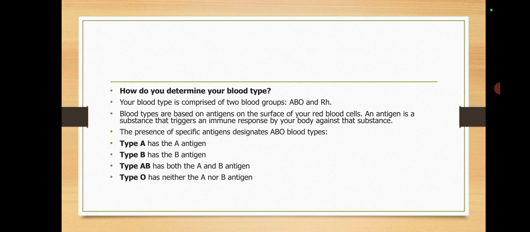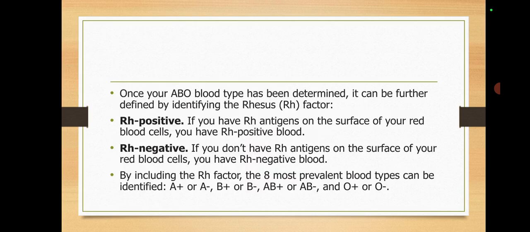Your blood type is comprised of two blood groups, ABO and RH. Blood types are based on the antigen on the surface of your red blood cell. An antigen is a substance that triggers an immune response by your body against the substance. The presence of specific antigens distinguishes ABO blood types. Type A has A antigen, type B has B antigen, type AB has both A and B antigen, and type O has neither A nor B antigen.